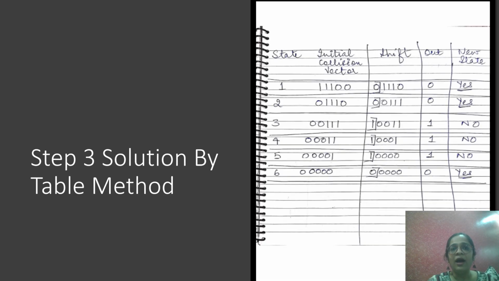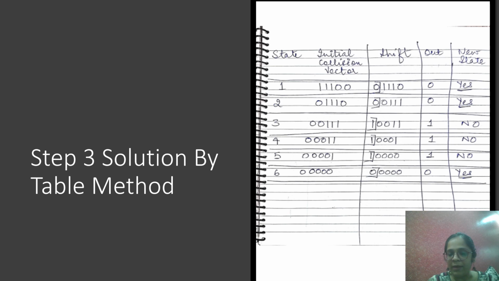Now we'll build a state diagram with the help of a table method. We take the initial collision vector and perform a simple shift, and if the bit shifted out at the LSB is 0, then the new state will be yes. Similarly, for the second state we do the same thing. The third and fourth stages are done the same way until we get all zeros, that is in the sixth stage. Remember that if the LSB digit shifted out is 0, then the new state will be yes, otherwise the new state will be no.